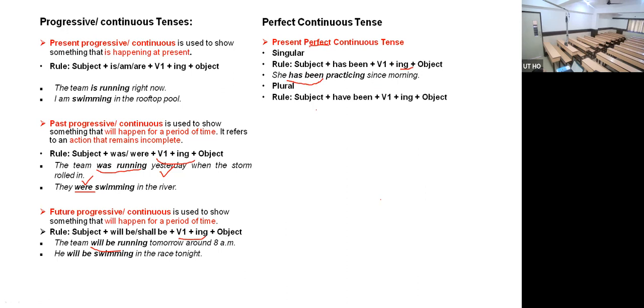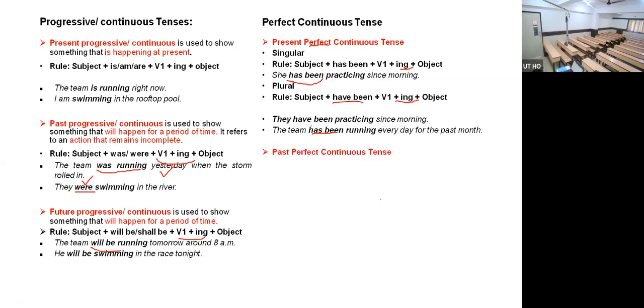Now when it comes to plural, the subject plus have been plus the ing form of the verb. So singular has, plural have. That's the only difference. So they have been practicing since morning, or the team has been running every day for the past month. So this is something that is continuing in the present. Now past, if we talk about the past perfect continuous, had been.